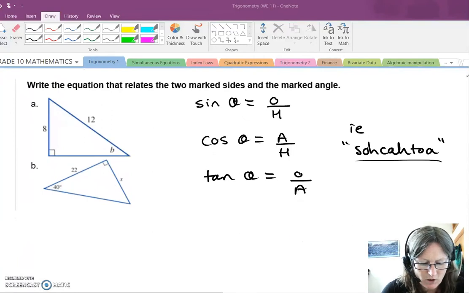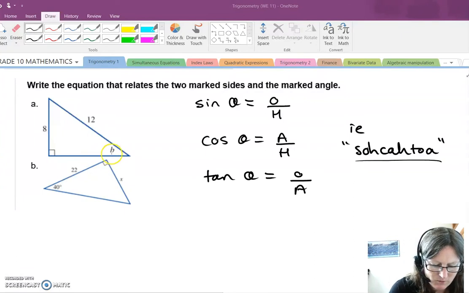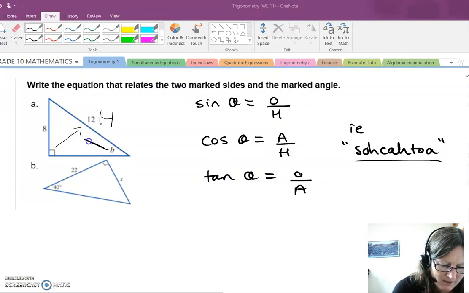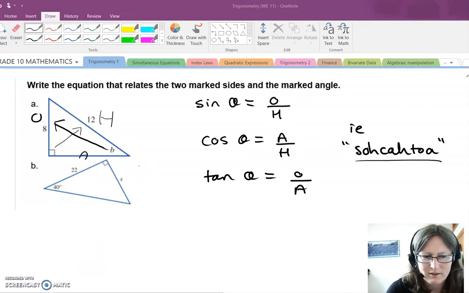It wants us to write the equation that relates the two marked sides and the marked angle. So this angle here, B, is the marked angle. Let's work out which side is opposite, which is hypotenuse, and which is adjacent. Hypotenuse is always opposite the right angle, so this is the hypotenuse. Opposite angle B is this side, and adjacent to angle B is the side next door to angle B.